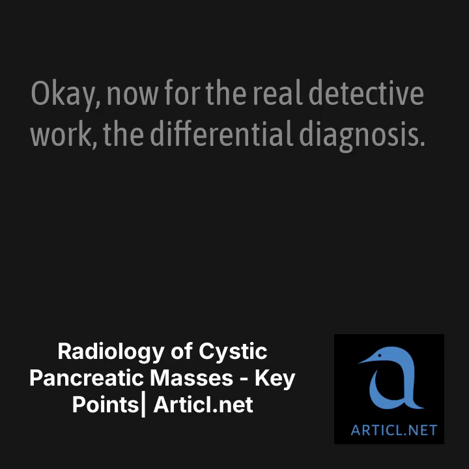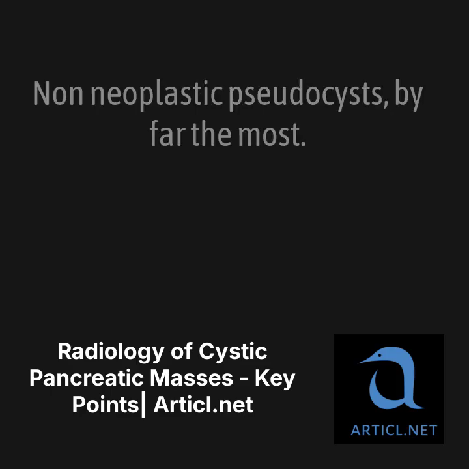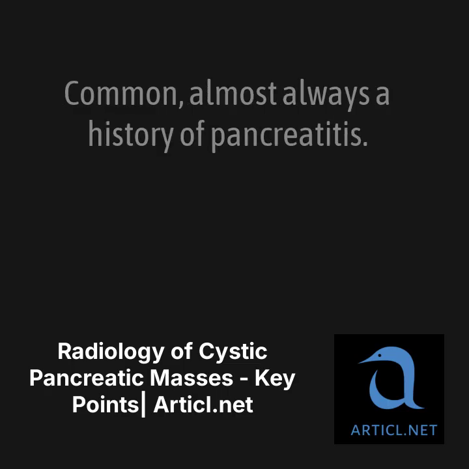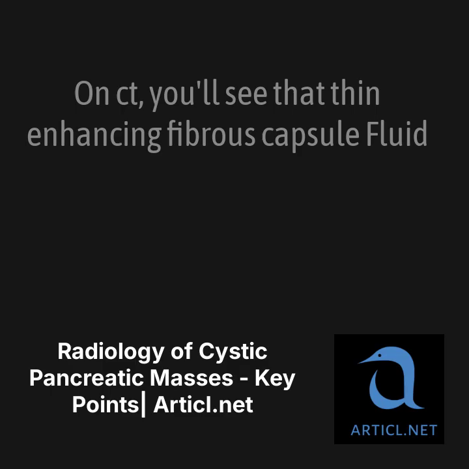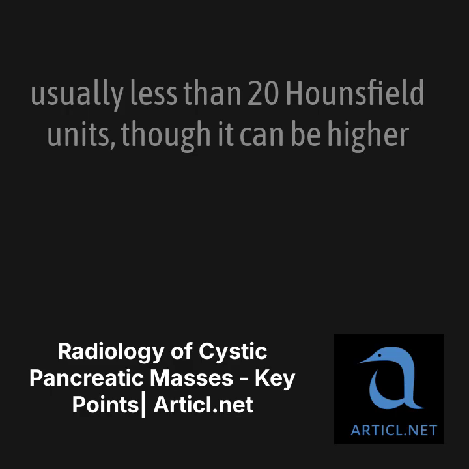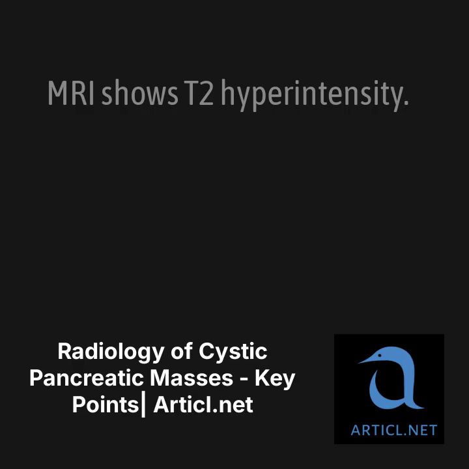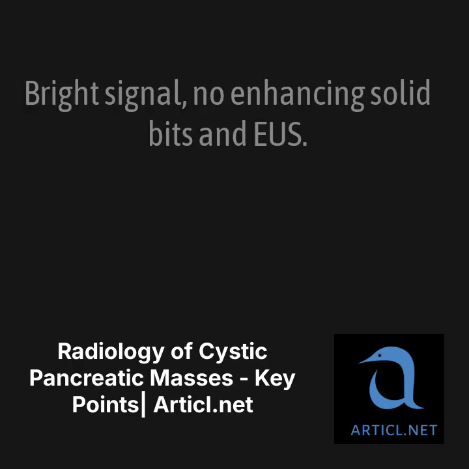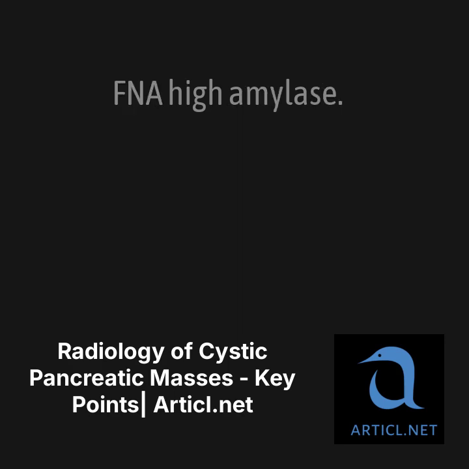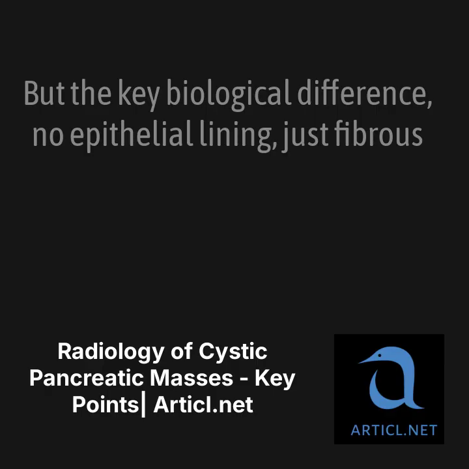Okay, now for the real detective work, the differential diagnosis. Let's start non-neoplastic. Pseudocysts. By far the most common. Almost always a history of pancreatitis there. Definitely. On CT, you'll see that thin, enhancing fibrous capsule, fluid usually less than 20 Hounsfield units. Though it can be higher with hemorrhage, right? Exactly. MRI shows T2 hyperintensity, bright signal, no enhancing solid bits. And EUS FNA, high amylase. But the key biological difference, no epithelial lining, just fibrous tissue.